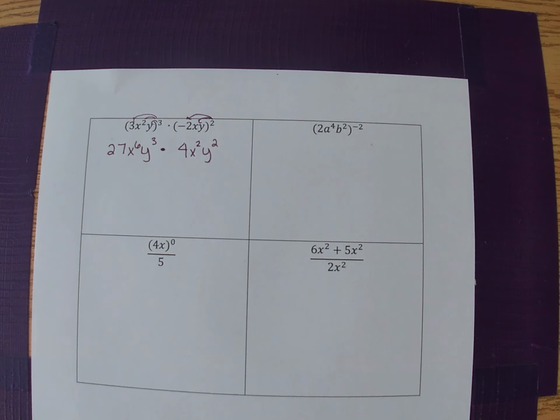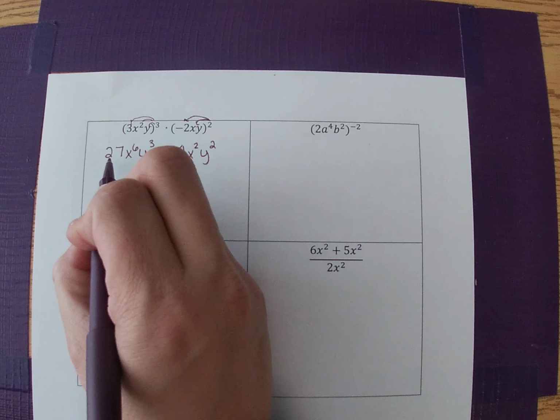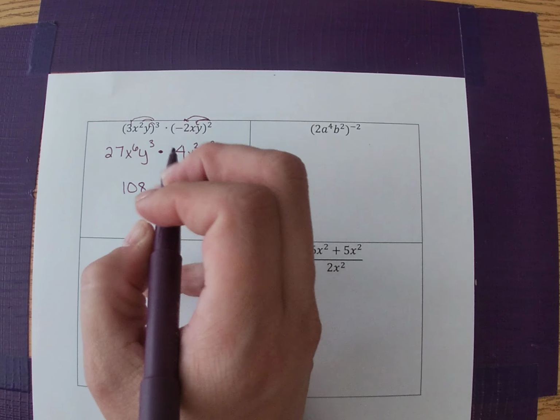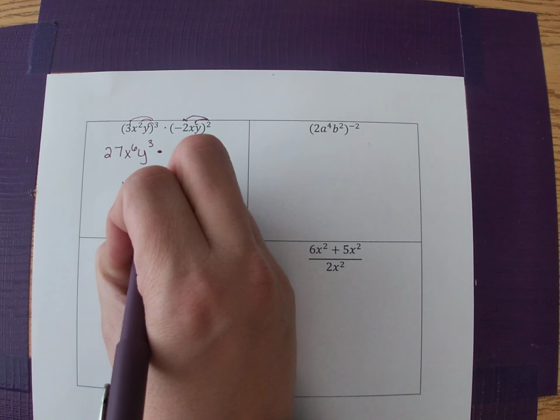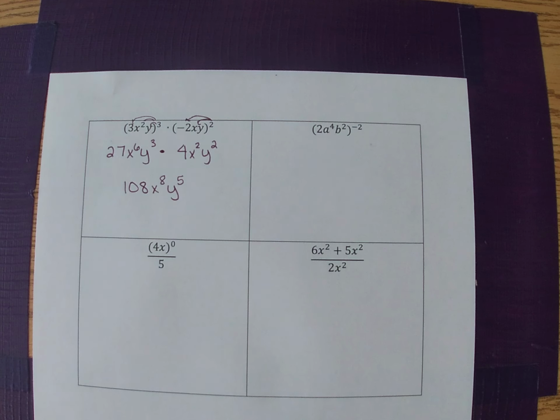Now I'm going to deal with the multiplication. So when I'm dealing with that multiplication, it says to add the exponents. So I'm first going to take 27 times 4, which will give me 108, right? Then I'm going to add the exponents. 6 plus 2 gives me 8, and 3 plus 2 gives me 5. So my final answer will be 108, x to the 8th, y to the 5th.